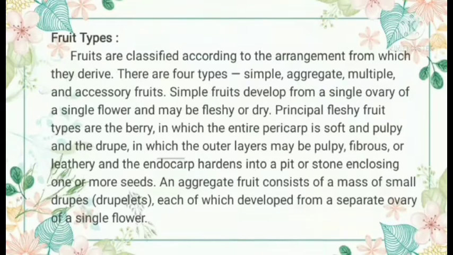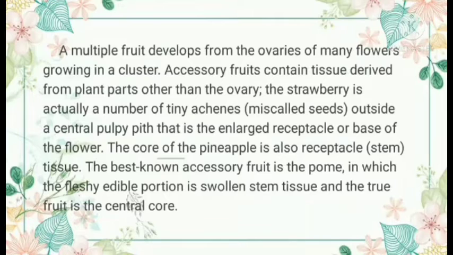Aggregate fruit consists of a mass of small drupes or druplets, each of which develops from a separate ovary in a single flower. A multiple fruit develops from the ovaries of many flowers growing in a cluster. An accessory fruit contains tissue derived from plant parts other than the ovary.